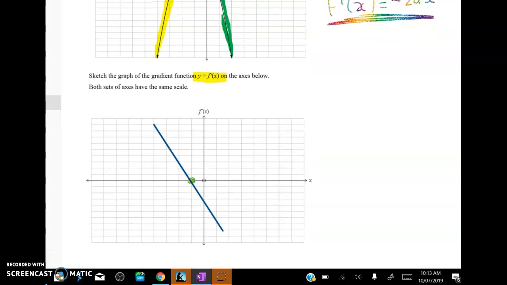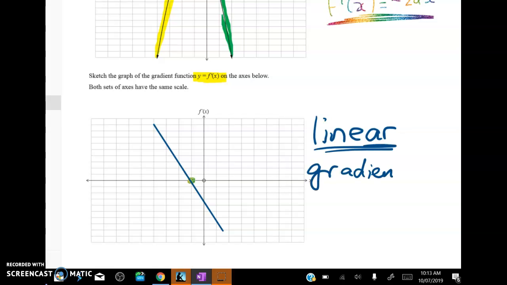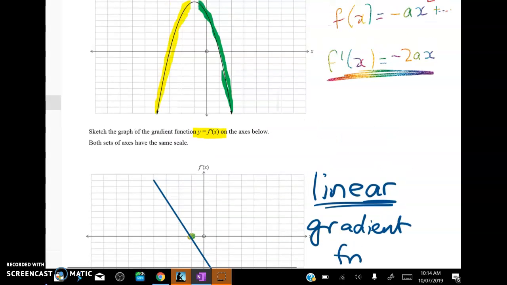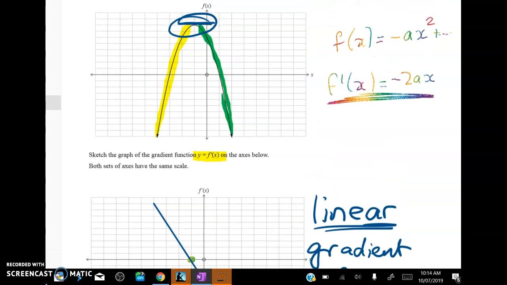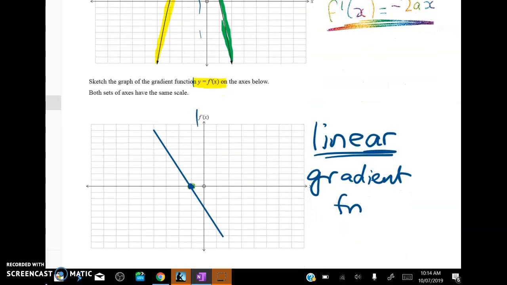It doesn't matter. Nothing else about that line matters. But the thing that we're looking for is that you understand that a quadratic has a linear gradient function, and that you can identify that this point, the maximum, must match up down here to the 0 point on the gradient function.